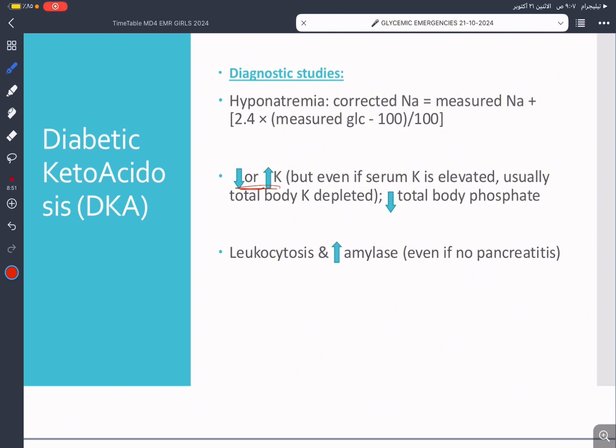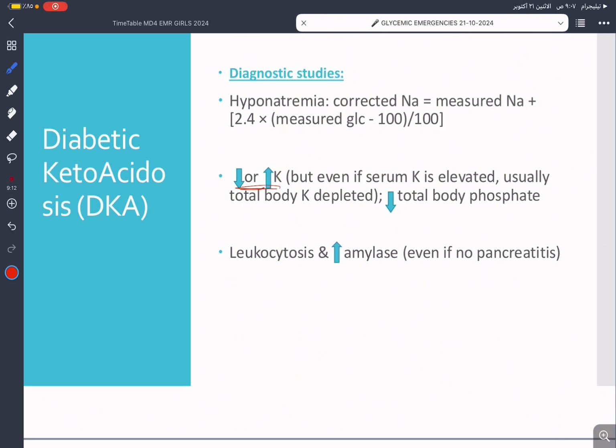Two out of three. So two out of three. What are the two or the three? Classic abdominal pain. What is the classic abdominal pain of pancreatitis? So epigastric pain radiating to the back. Anything else?